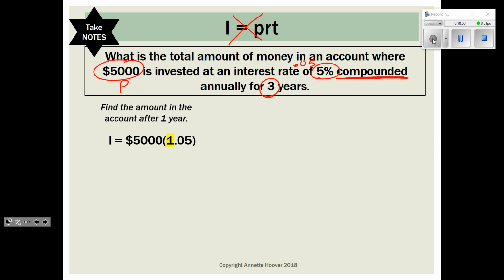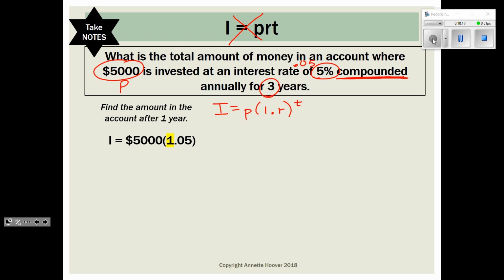That equation was interest equals principal times the rate, but we put a 1 in front of that decimal, then the exponent is your time. Let's plug those numbers in here.